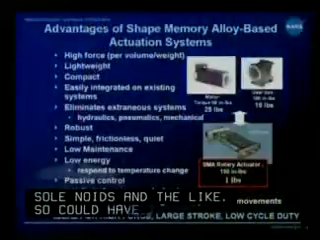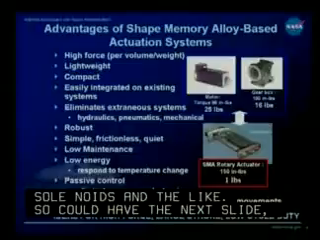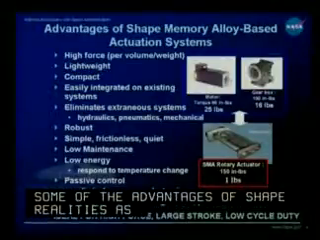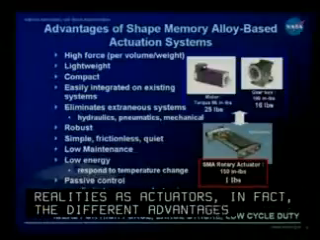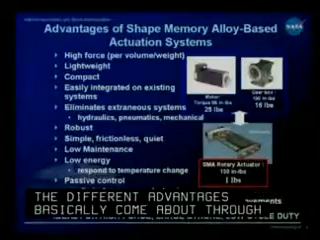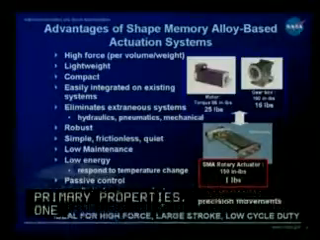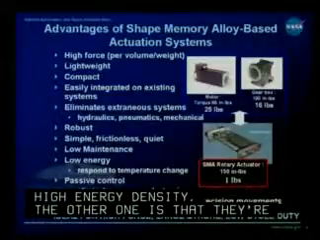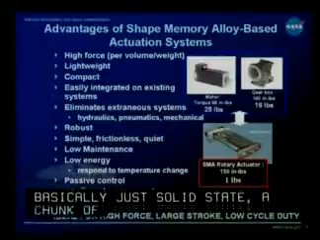Some of the advantages of shape memory alloys as actuators come about through 2 primary properties. One is that they have a very high energy density. The other one is that they're basically just solid state. They're a chunk of metal. From that, you get a number of advantages that can be derived from these.